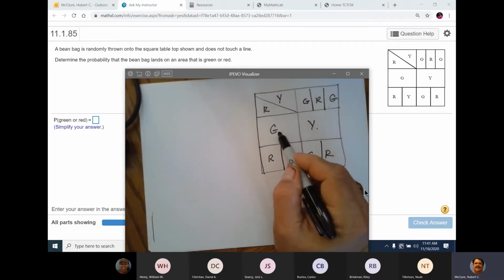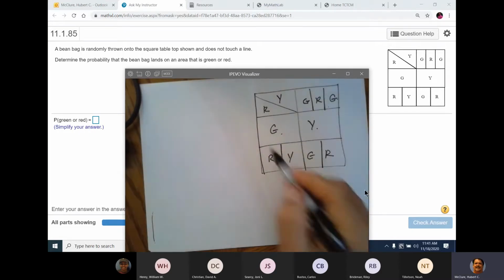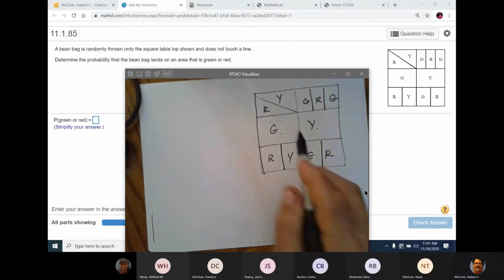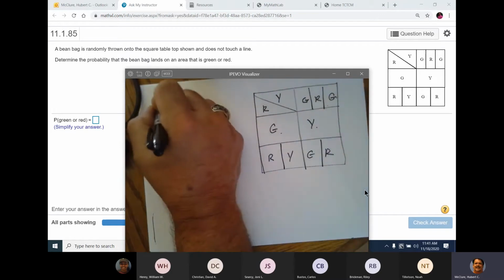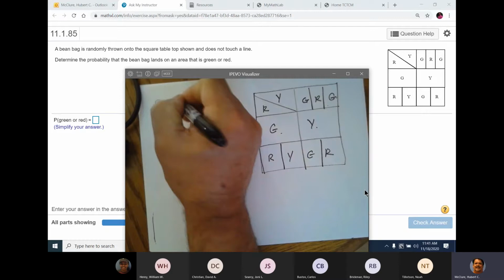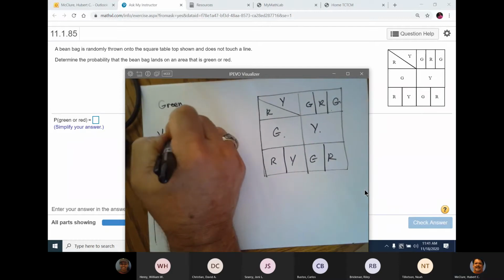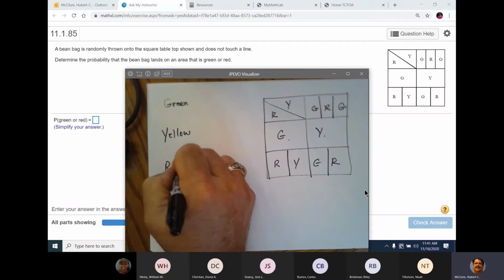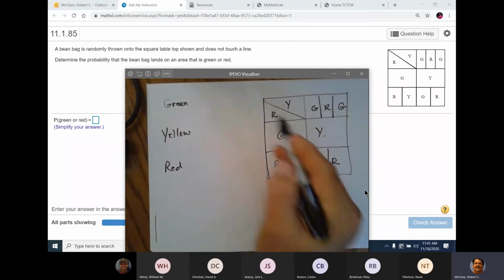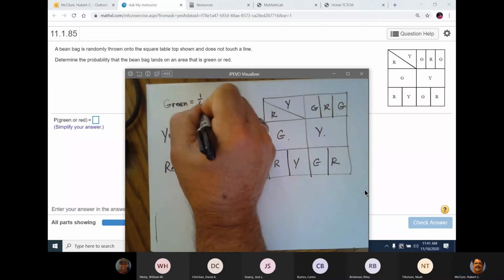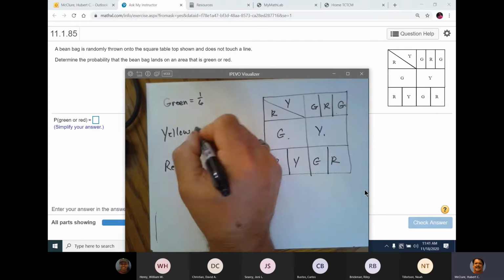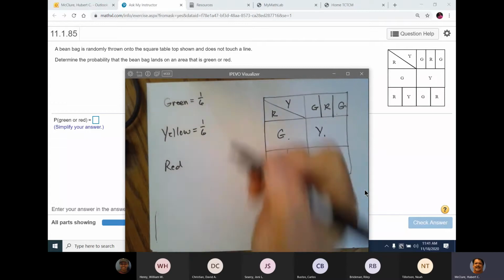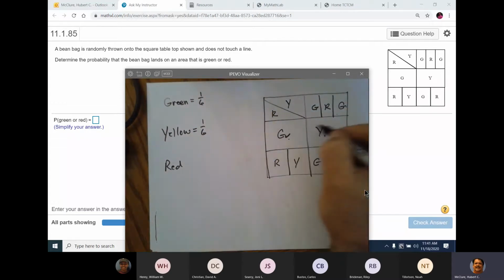How many of these big boxes are in this whole thing? There's 6. So green, yellow, and red. All right, 1 out of 6, and 1 out of 6. Okay, so green's taken care of. That one and that one's taken care of.